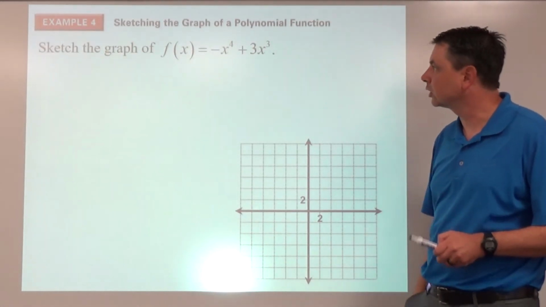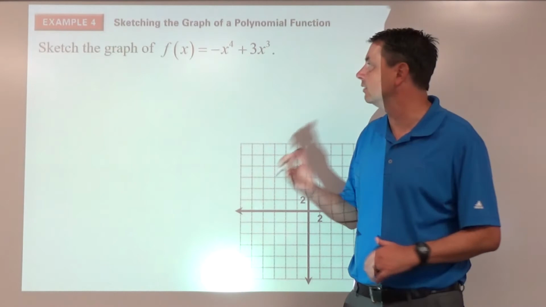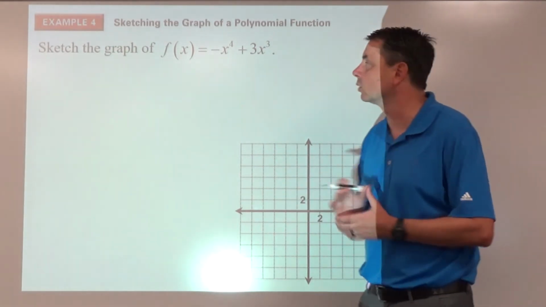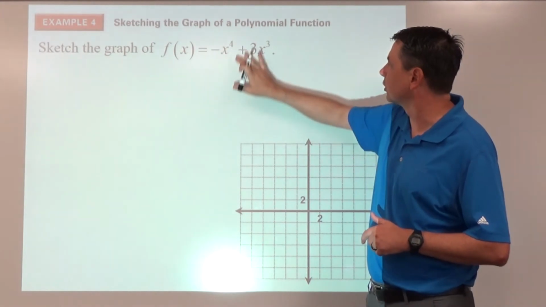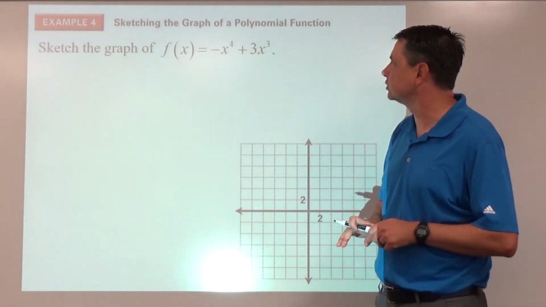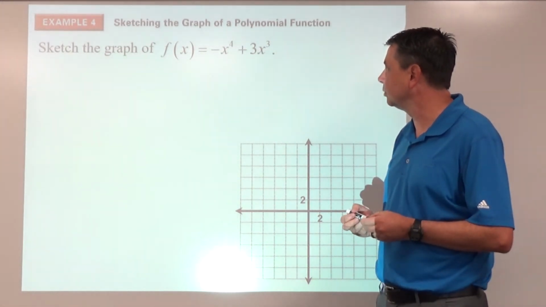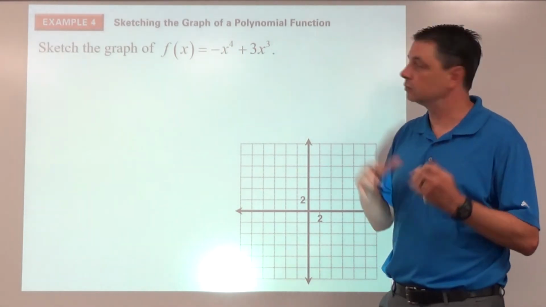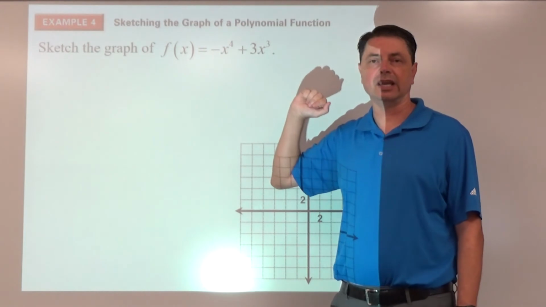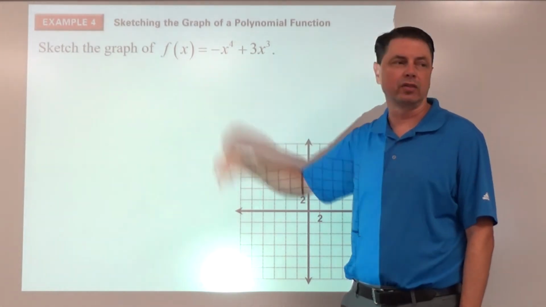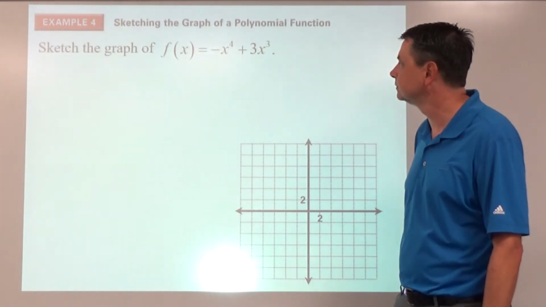Example 4, go ahead and sketch. We might need a little bit of extra information to really see what we're looking at here. f of x equals negative x to the fourth plus 3x to the third. Probably want to start by factoring. See, there's a greatest common factor. Since our leading coefficient is negative, we really want to factor that out as well.